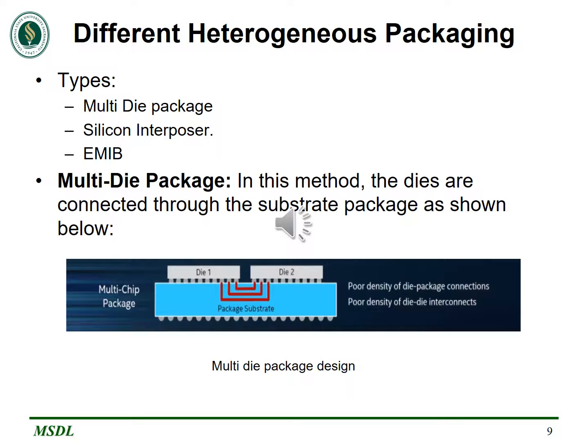Here the dies are connected through the substrate package as shown in the figure. So we can see in the figure how this package substrate is connected from die to die. And coming to the disadvantages for this, it has poor density of die package connections.